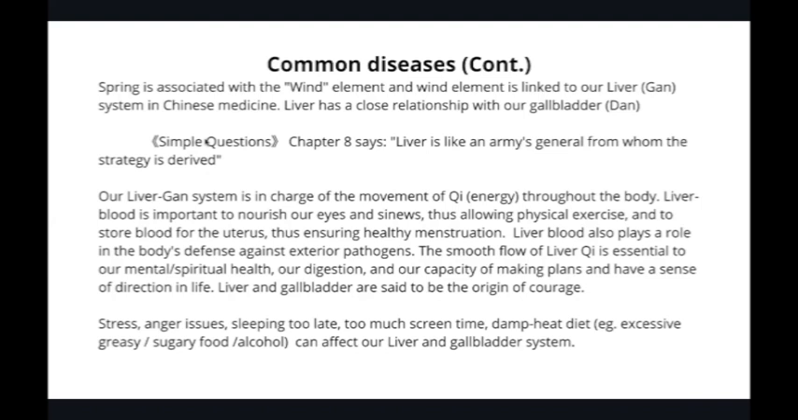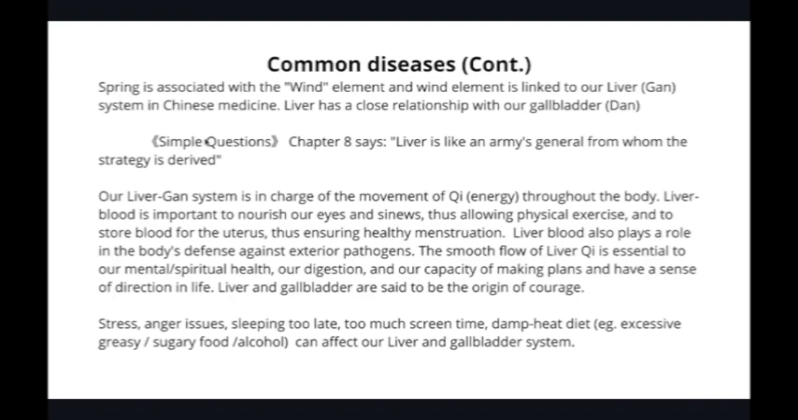And the smooth flow of the liver energy is essential to our mental health as well. So if the person is extremely stressed, their liver can also be damaged. And also when the stress is high, it can affect our digestion and our capacity to make plans or have a sense of direction in life.